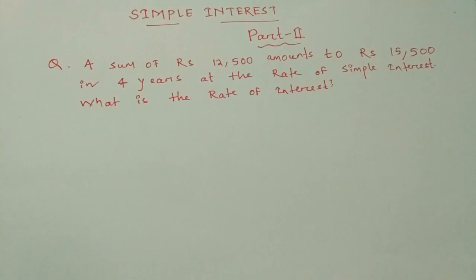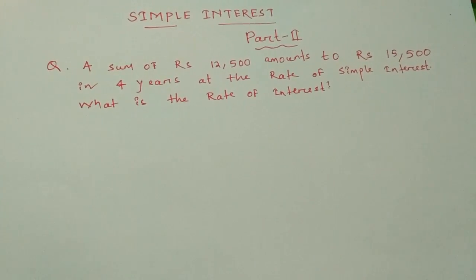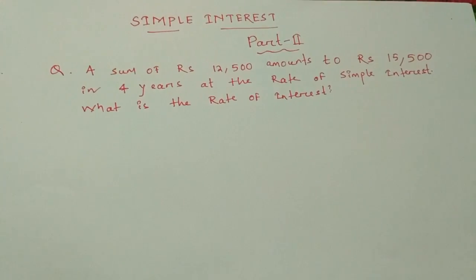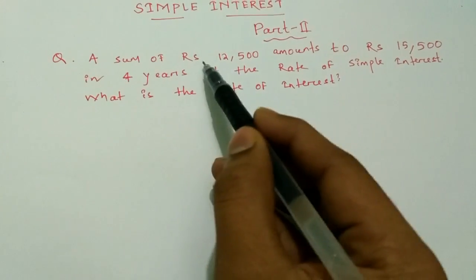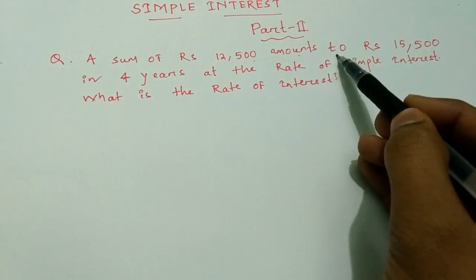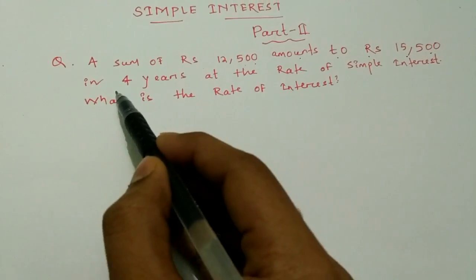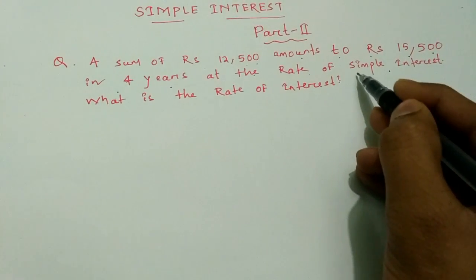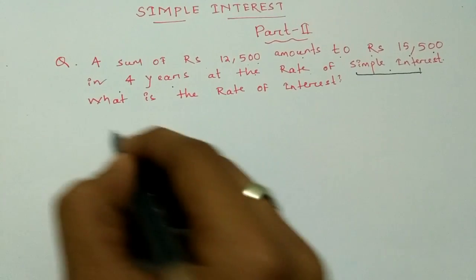Friends, here is the first question. In this video, I'm going to solve the most commonly asked 5 questions in competitive exams as well as school exams. So here is the question: a sum of Rs 12,500 amounts to Rs 15,500 in 4 years at the rate of simple interest. What is the rate of interest?